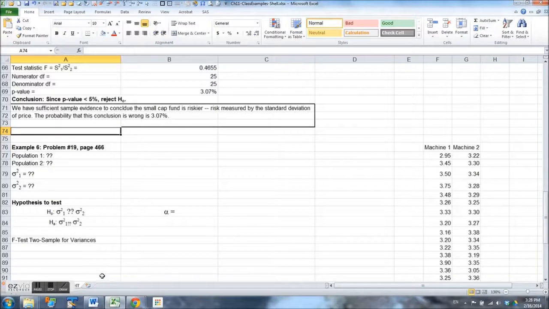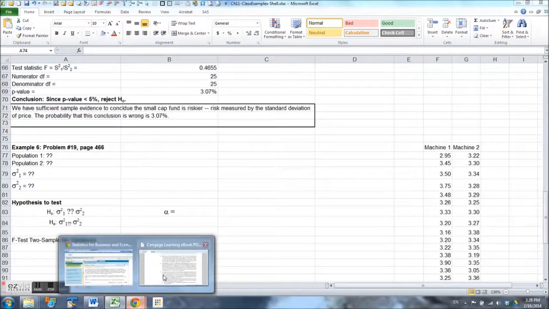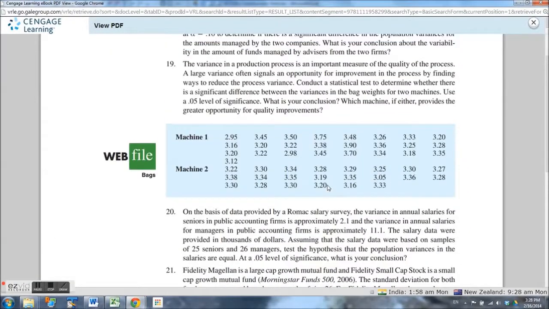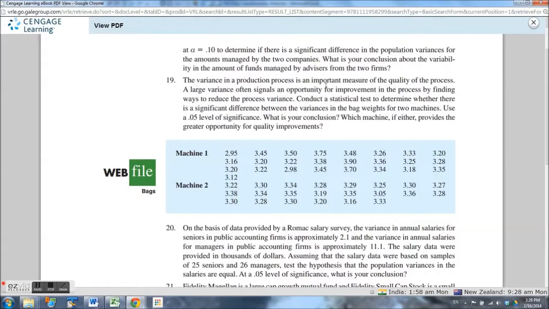This is the last example of two population variances. We're going to look at problem number 19 in page 466. Problem number 19 is about variance in production process. We have two machines that fill bags, and the bag weights of the first machine are given here. The bag weights of the second machine are given here.